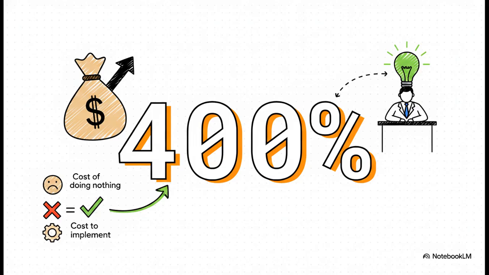Think about it. If you show management that the cost of doing nothing is a $50,000 loss and the cost to implement a process fix is just 10 grand, boom, you've just delivered a massive 400% return on investment to the business. Now, sometimes the math shows it's actually cheaper to just live with the problem, but when that ROI is solid, you get the green light.